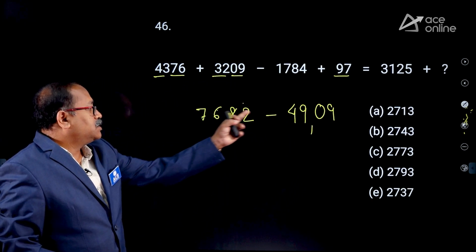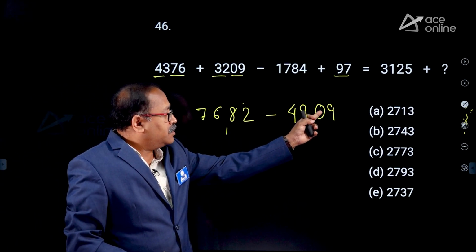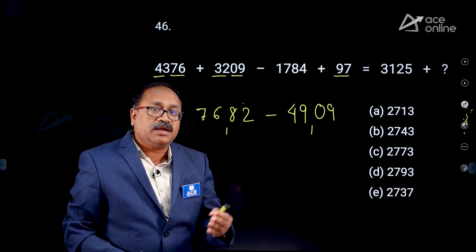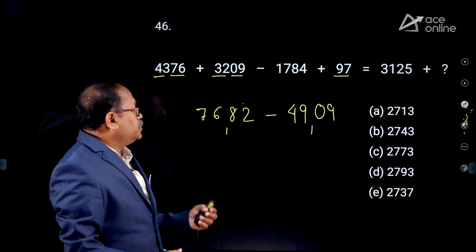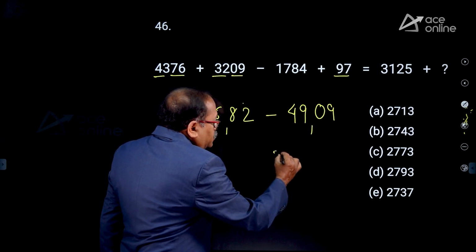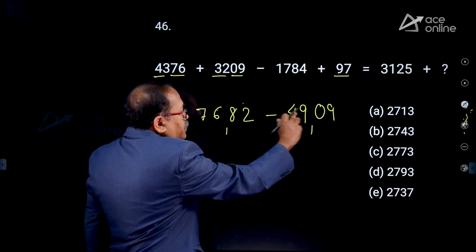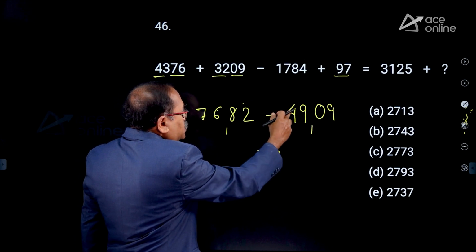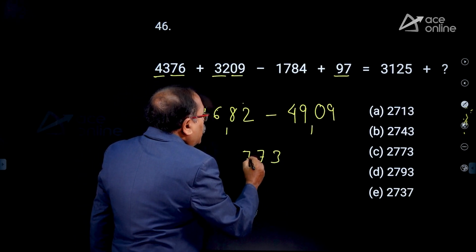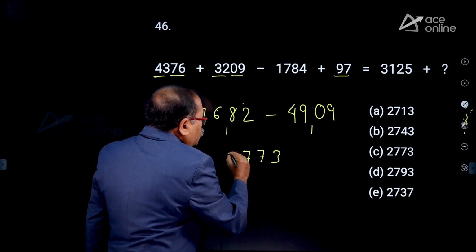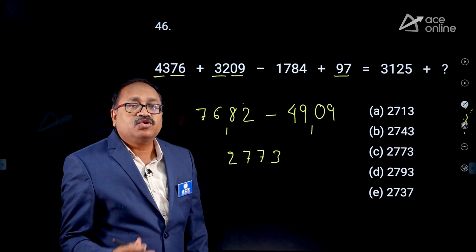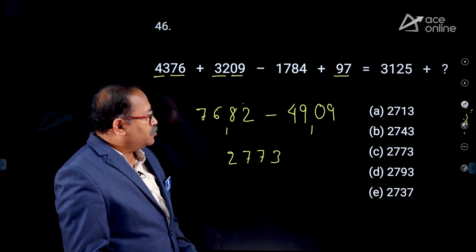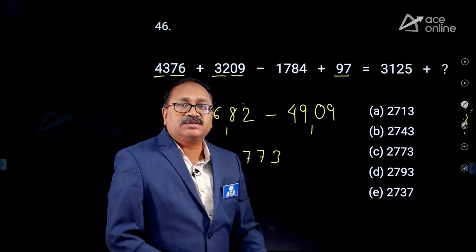Look at this part, that is 12 minus 9 is 3, but almost all the options are with 3. I can't decide with the unit digit. So let's go with that. This is 3, and then this is 7 minus 0 is 7, and then 16 minus 9 is 7, and this is 6, that's 2. So my answer should be 2773. Check any option is there, 2773, option choice C.